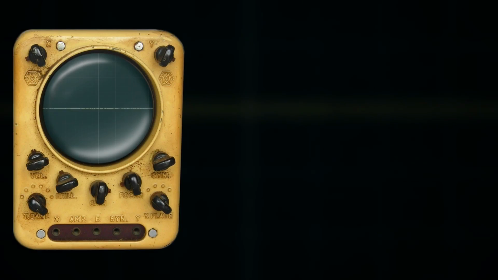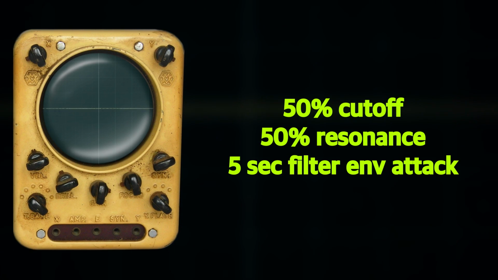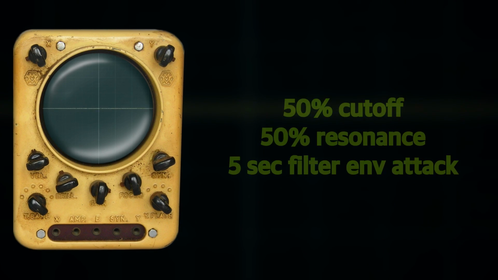Now, for the next and final patch test, I have done a little tweaking with the filter envelope. So I've turned down the resonance knob back to 50%, keeping the cutoff knob at 50%, but now I'm adding an attack slope of 5 seconds to the cutoff knob on all three synthesizers. And so listen really carefully now to the slopes and how they behave in these three synthesizers.